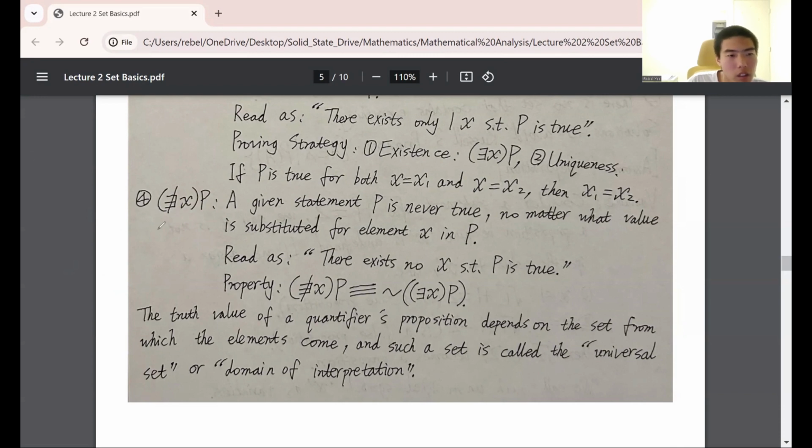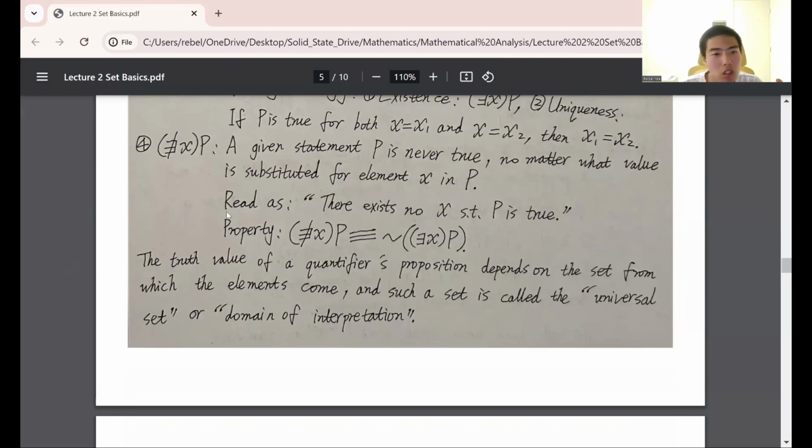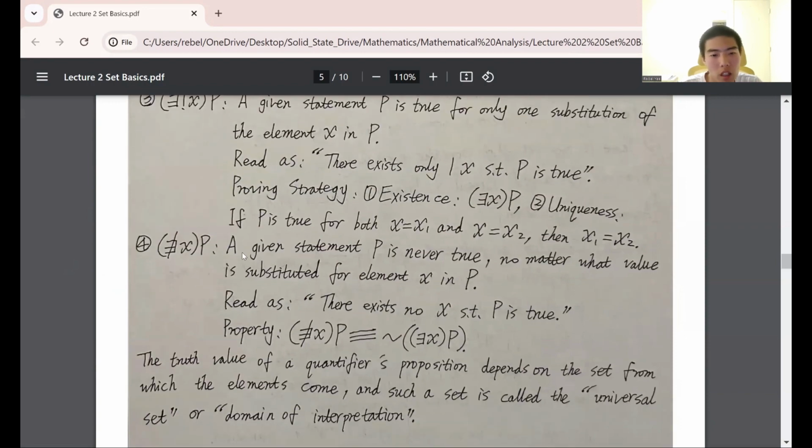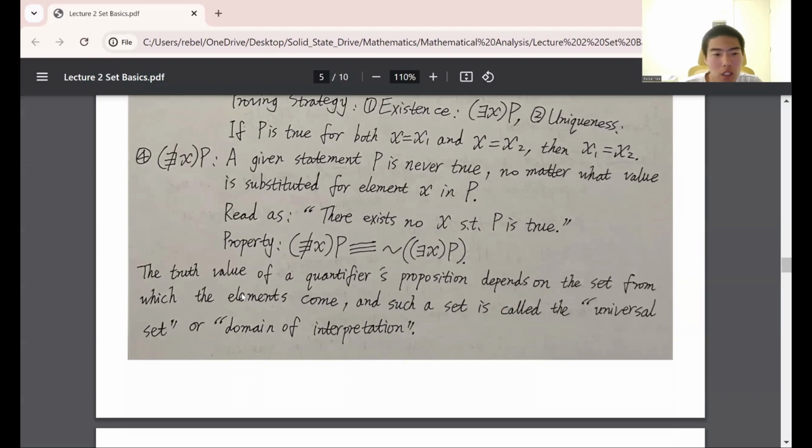And from the last example, we can see if you said x can be chosen from any real numbers, then this is false because you can choose 0 times 1 equal to 0, but we define x as limited inside the four elements. So the truth value of a quantifier proposition, in the form of this "for all", depends on the set from which the elements come from. And such a set is called the universal set or domain of interpretation.